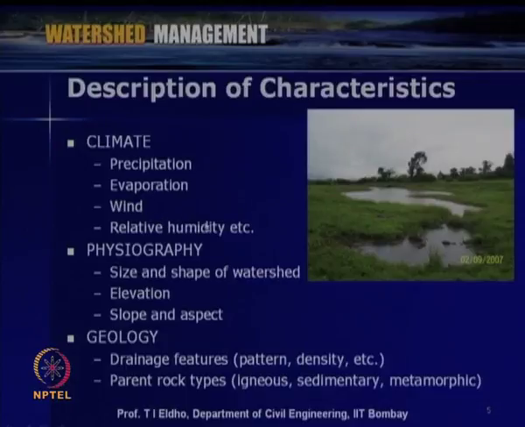Through precipitation or rainfall there will be runoff, and that will be the source of water as far as the watershed is concerned. And then temperature is another important climate parameter. While modeling the watershed we have to quantify many parameters, like evaporation, then evapotranspiration, and other climate parameters include wind, relative humidity, etc.